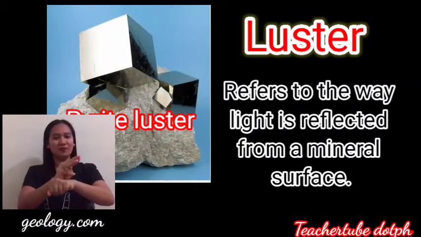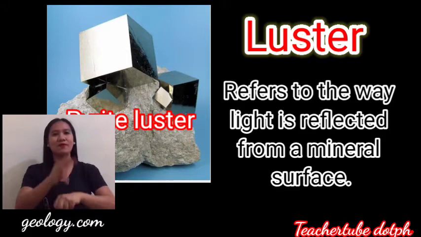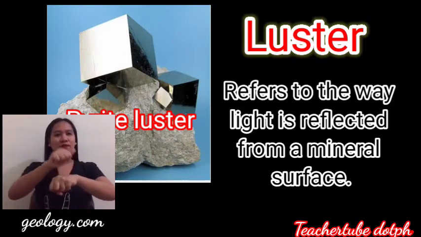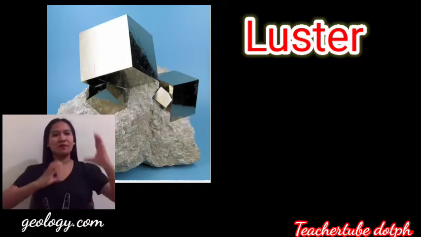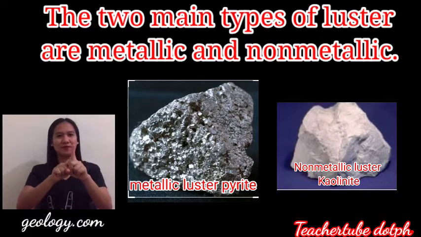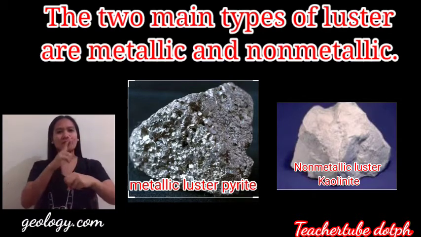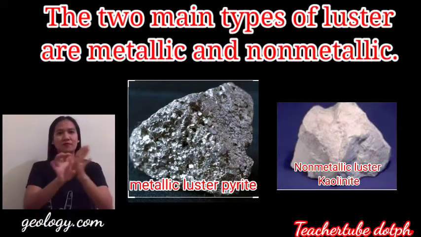We have the luster. It refers to the way light is reflected from a mineral surface. An example of this is the pyrite luster. There are two main types of luster, the metallic and non-metallic. We have an example here of metallic luster, the pyrite, and the kaolinite is an example of non-metallic luster.